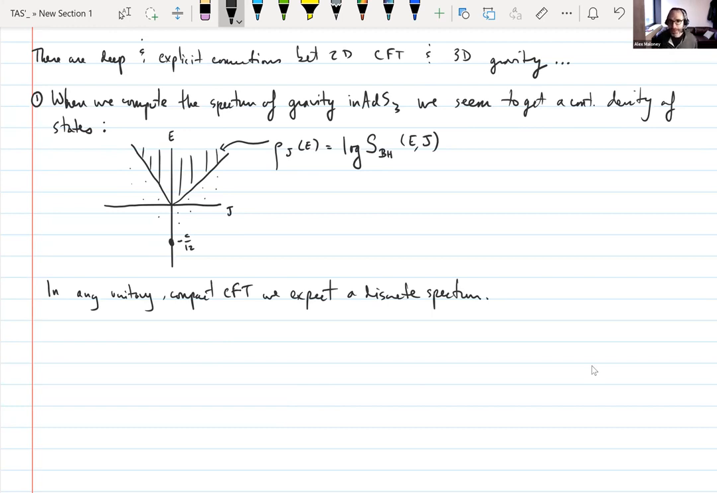I'd now like to introduce a second puzzle. Okay. And at first sight, this is going to seem like a completely unrelated puzzle. But it turns out that there's a deep and, I think, very interesting relationship between this puzzle and the puzzle that we just encountered. And this is something that was first discussed, at least in the present context, by Maldacena and Maoz, which is the existence of Euclidean wormholes.